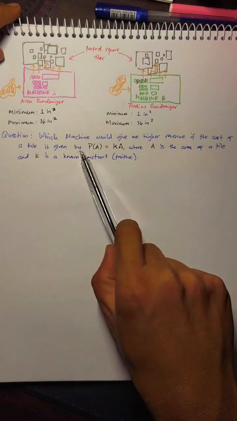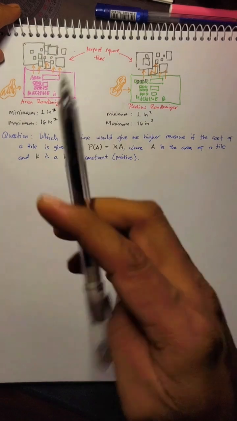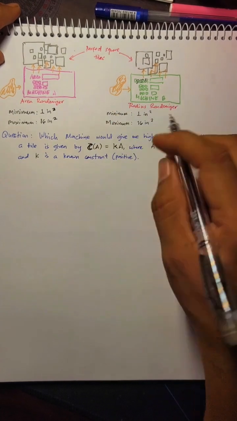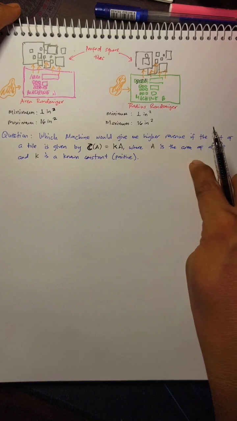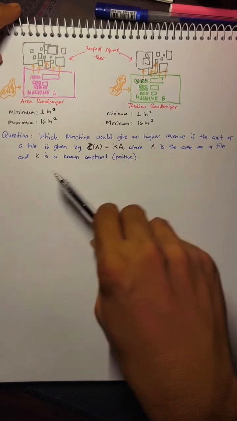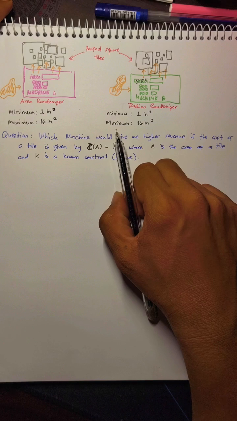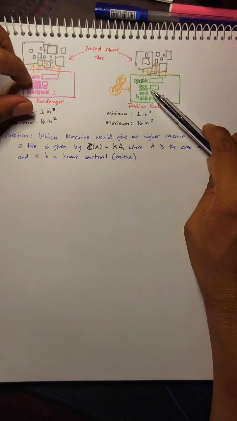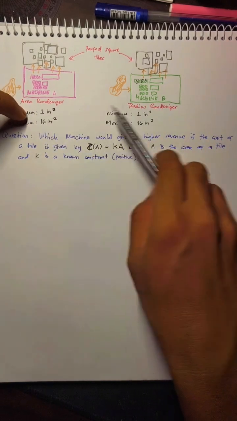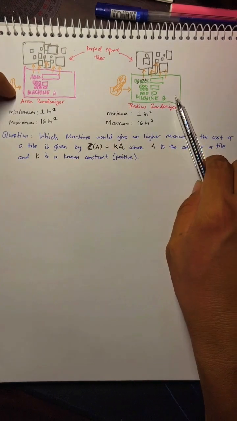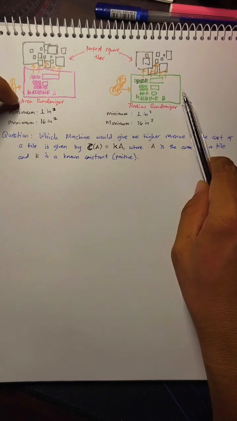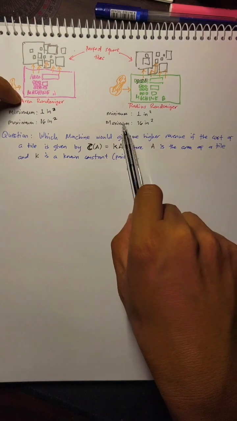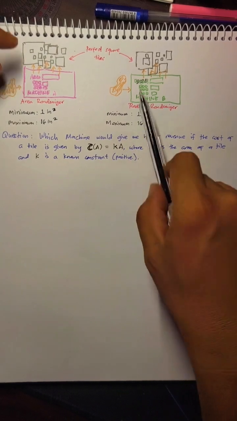if the cost of a tile is given by, let's just use C instead of P, to not confuse it with probability. So C of A equals some constant K times A, which is the area of the tile, and K is a known constant. You might be wondering, since they are producing the same minimum and the same maximum, why would one machine produce a bigger revenue than the other? By bigger revenue, what do we mean by that? How can we calculate that?